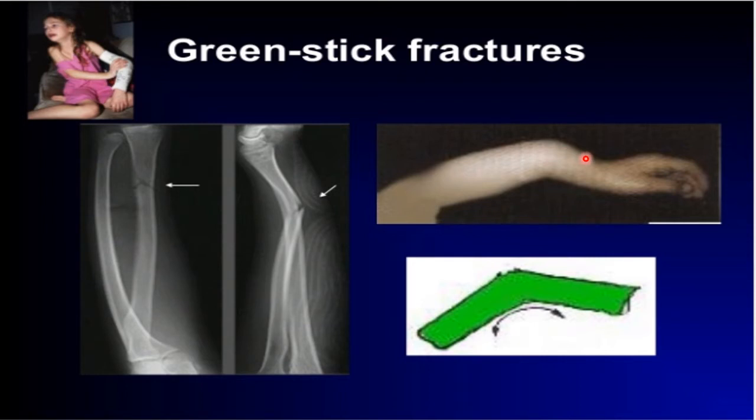Here you see an example of a green stick fracture, and this is a green stick which has been bent but has not completely broken up into two pieces. Here you see that this ulna is very much bent, and here you see this radius which is very much bent. Although one cortex has broken, the continuity of the bone is still present.